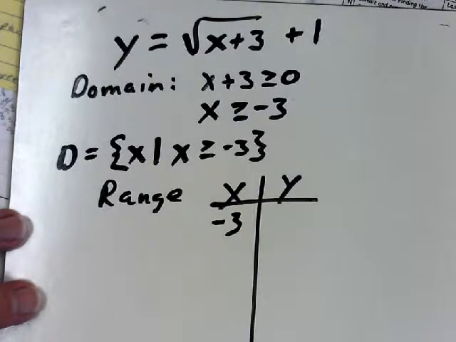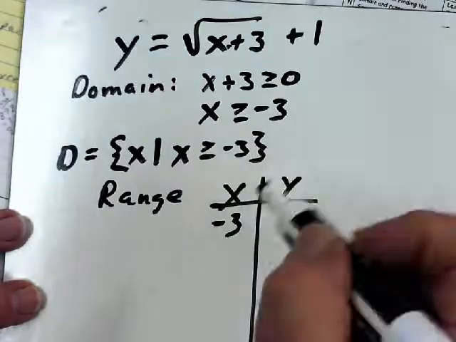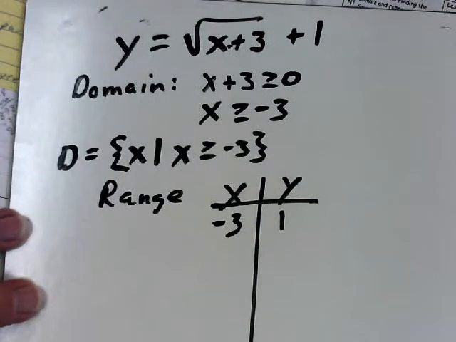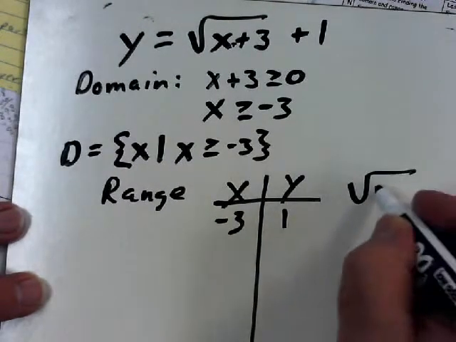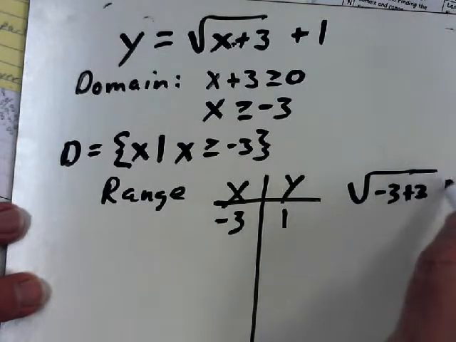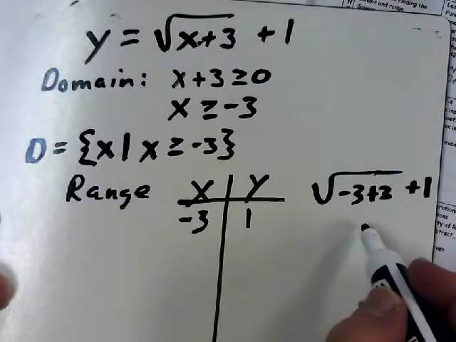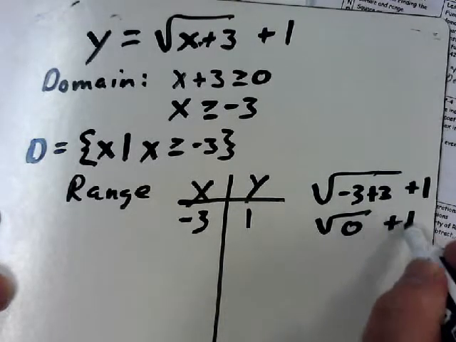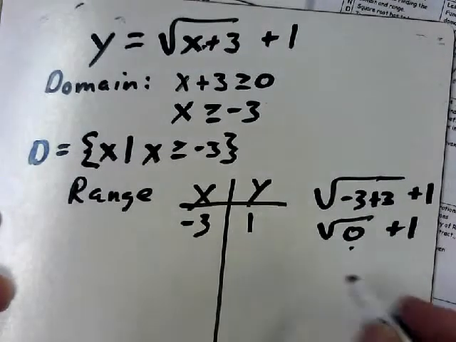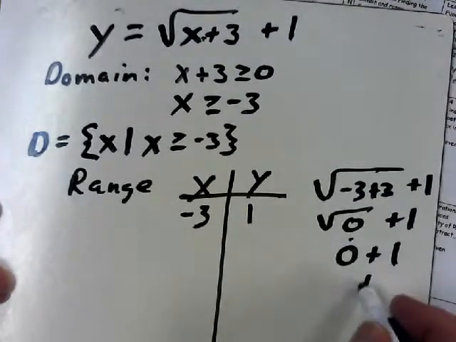What's a negative 3 plus 3? 0. What's the square root of 0? 0. What's 0 plus 1? 1. What did you do? Could you say what you just did? I took the negative 3, put it in for the x. What's a negative 3 plus 3? 0. Square root of 0 plus 1. What's the square root of 0? You said it was 0. Yeah. I then add 1 to that, which gave me 1.